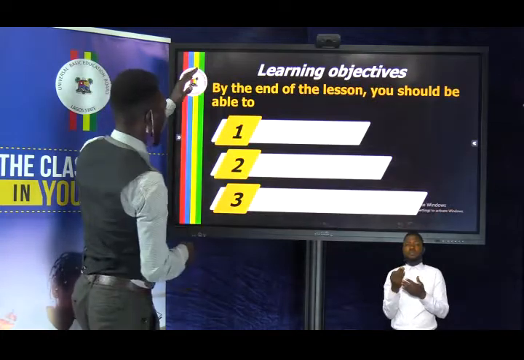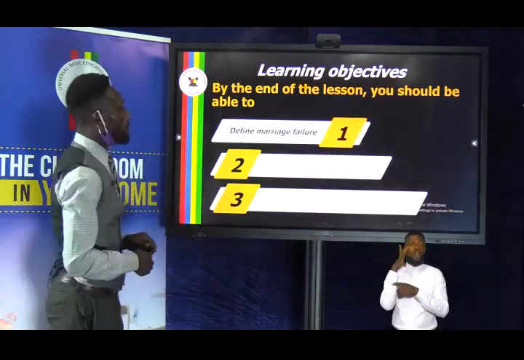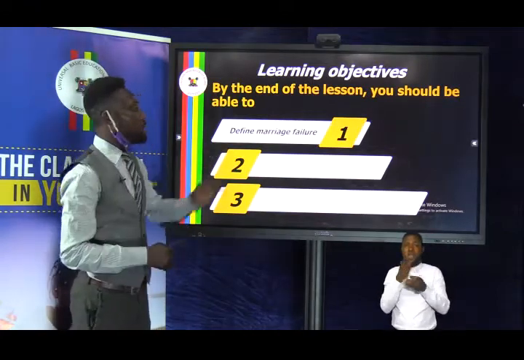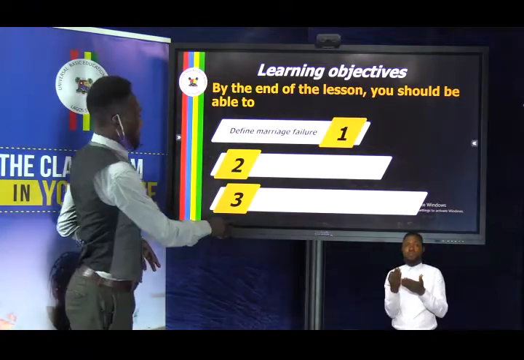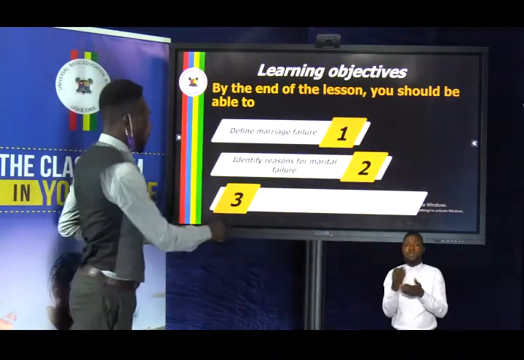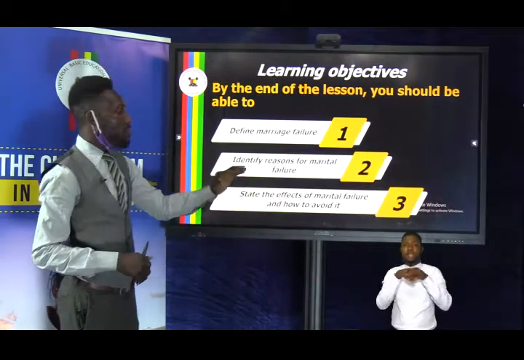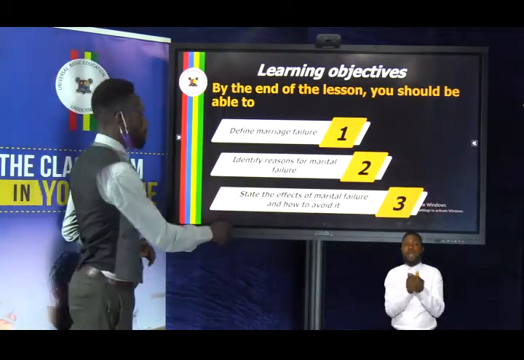Let's look at the learning objectives. By the end of the lesson, you should be able to define marital failure, identify reasons for marital failure, and state the effects of marital failure and how to avoid it.